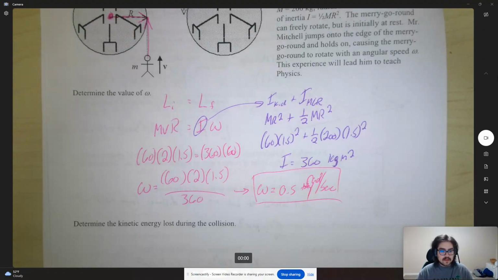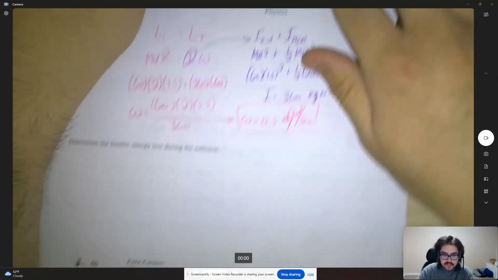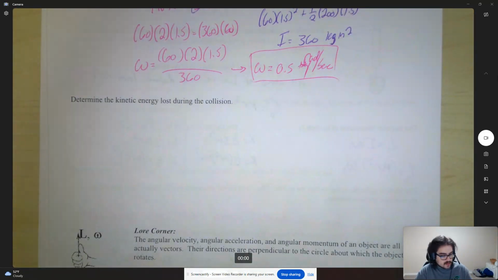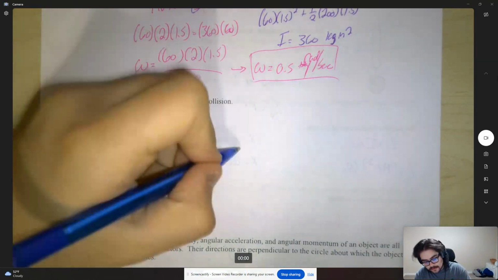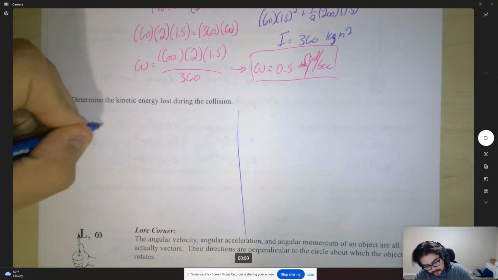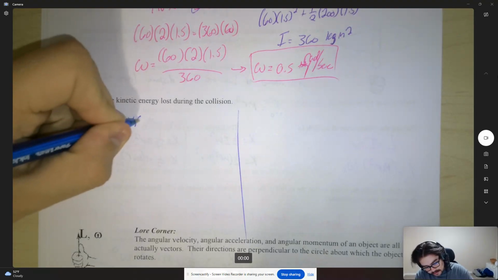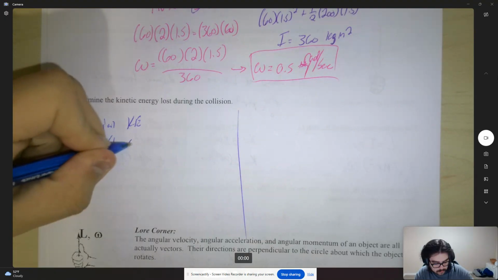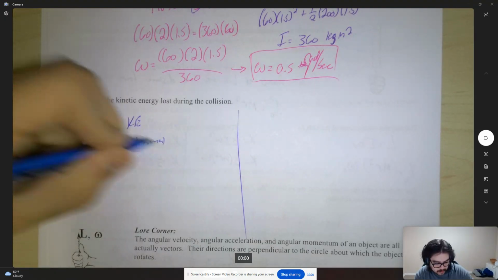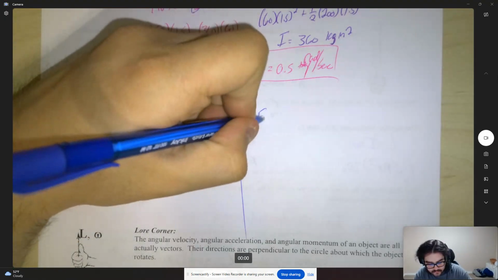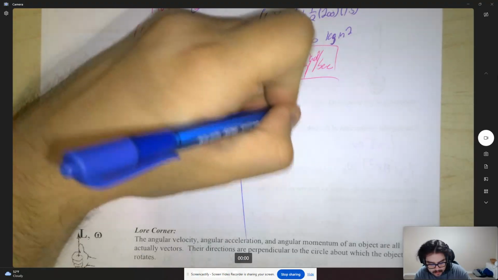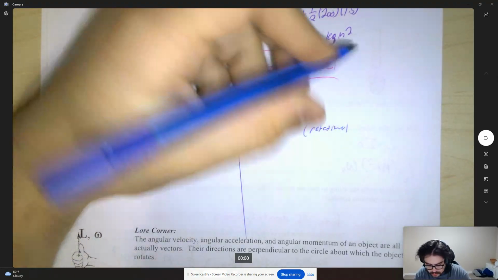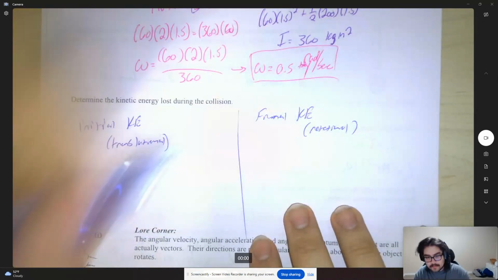Kinetic energy lost during the collision. Yes, when I impacted with the merry-go-round, there was kinetic energy that was lost. It's pretty easy to figure out though. You just need to do the initial kinetic energy, which is translational, and then do the final kinetic energy, which is rotational, for both people.